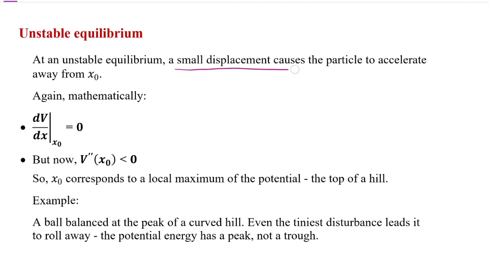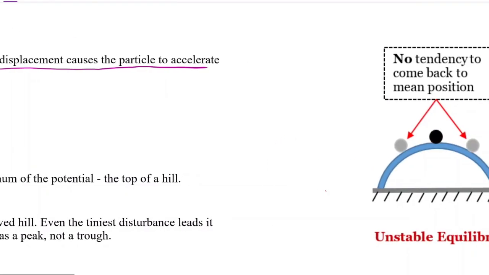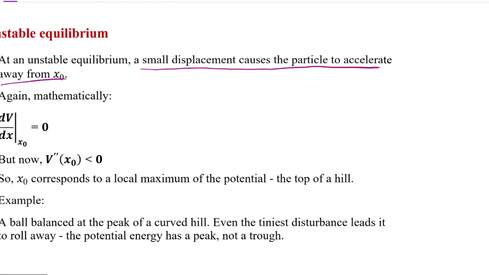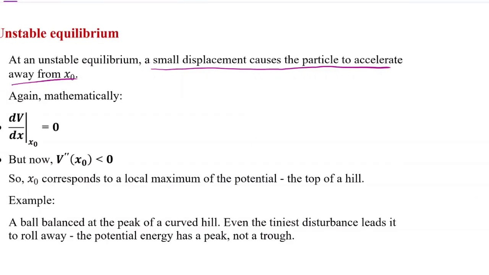So a small displacement causes the particle to accelerate away from x naught. For example, if we observe this point P. If we give any displacement, initially it is at rest on the peak of an inverted bowl. Now if I give any minute displacement in this direction or this direction, it will go to a new position and never come back to the original position P. So there is no tendency at all to come back to the mean position. So this type of behavior is unstable equilibrium.